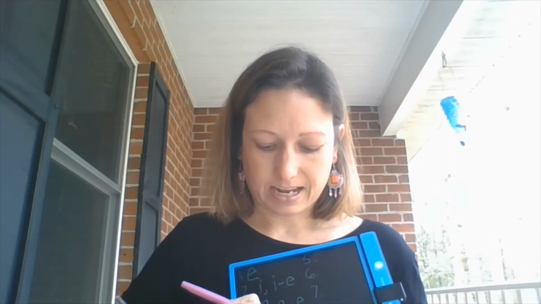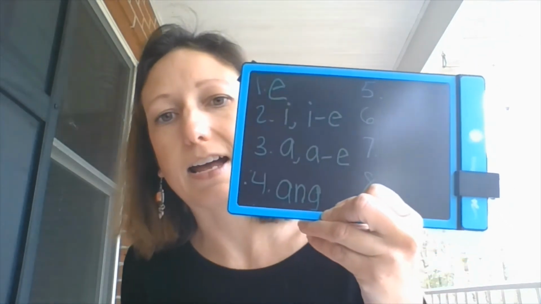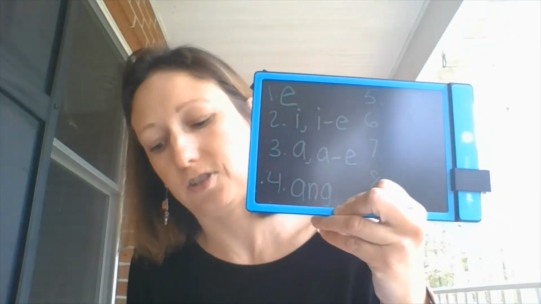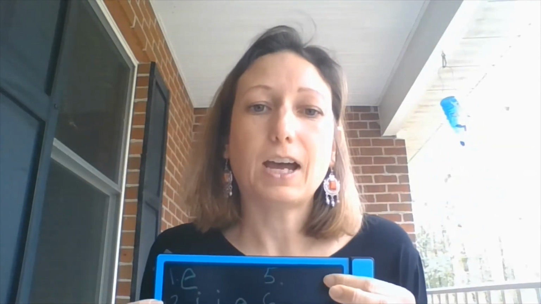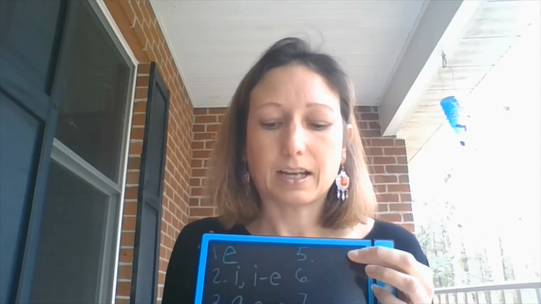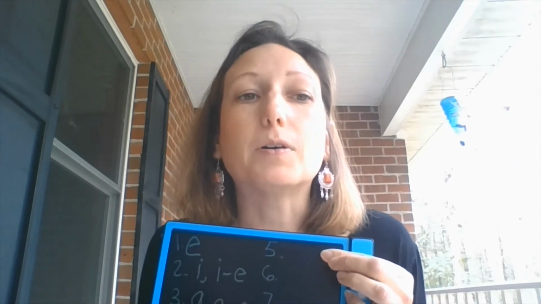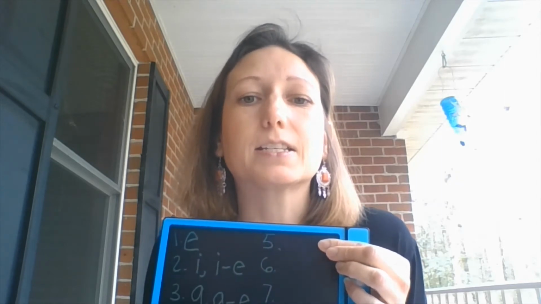Ang, we write A-N-G, ang. A-N-G says ang. Number 5, I want you to write one way to write the blend at the beginning of small. And you just need the first 2 letters that make that blend in small.